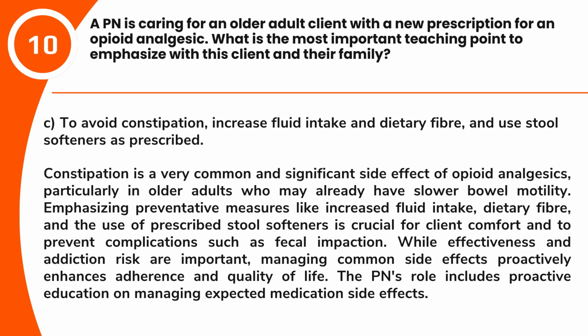Answer C. To avoid constipation, increase fluid intake and dietary fiber, and use stool softeners as prescribed. Constipation is a very common and significant side effect of opioid analgesics, particularly in older adults who may already have slower bowel motility. Emphasizing preventative measures like increased fluid intake, dietary fiber, and the use of prescribed stool softeners is crucial for client comfort and to prevent complications such as fecal impaction.